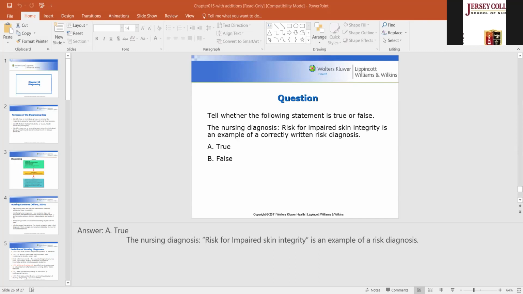Okay, so outcome planning and identification. We have to first establish our priorities. Then we would identify and write the expected patient outcome. We would select evidence-based nursing interventions and communicate that care plan.